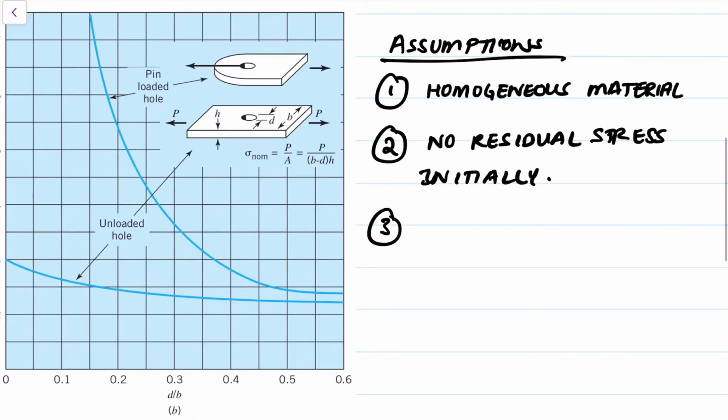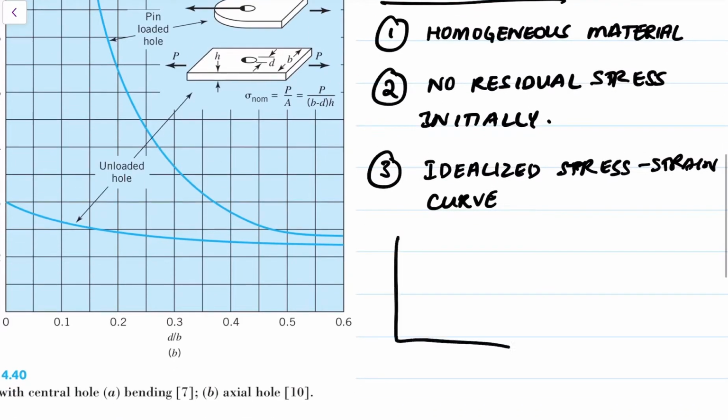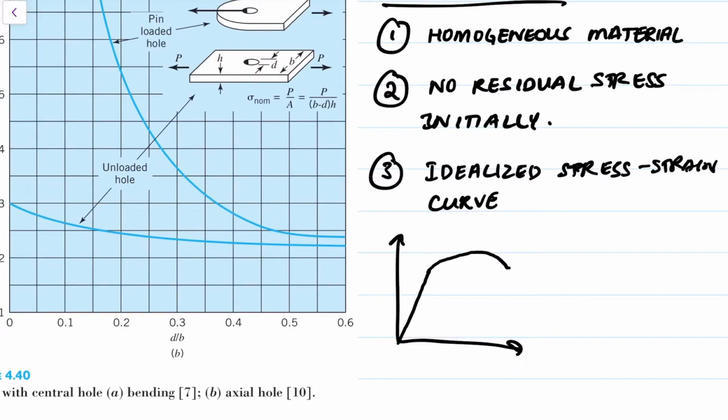And then finally, an assumption we're going to make is that we're going to use an idealized stress strain curve. So normally, the stress strain curve looks something like this, where once you reach the elastic limit, it deforms much faster, or it gets longer or shorter once you exceed a certain force, and then finally the ultimate tensile strength, and then it breaks.